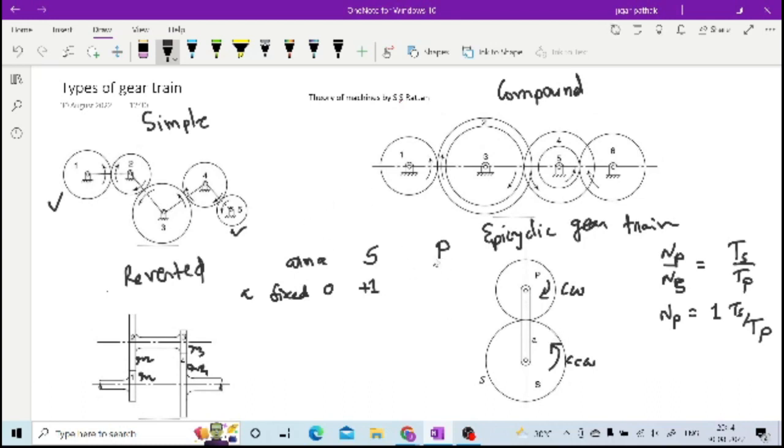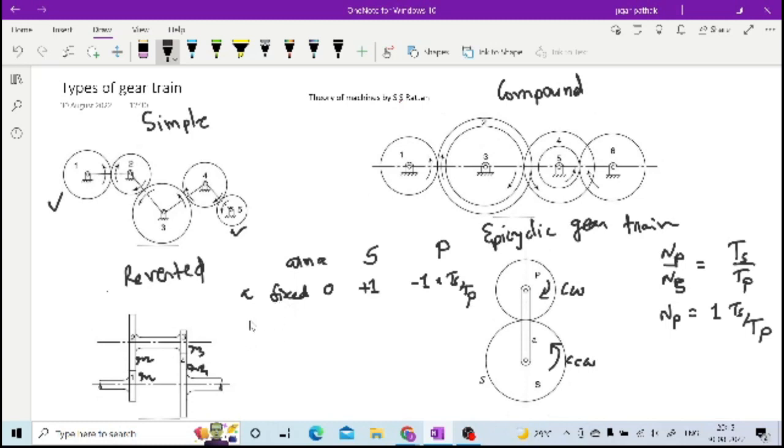So the speed of this will be coming 1 into ts by tp, but as the direction is clockwise, we will consider it as -1 into ts by tp. So here -1 into ts by tp, you can consider in other terms as the speed of the driver into the number of teeth on driver divided by the number of teeth on driven. So this is how you have written the first row in the tabular method of this epicyclic gear train, right?